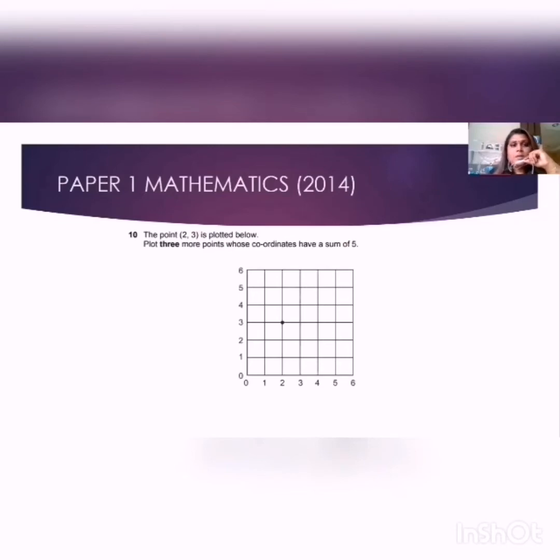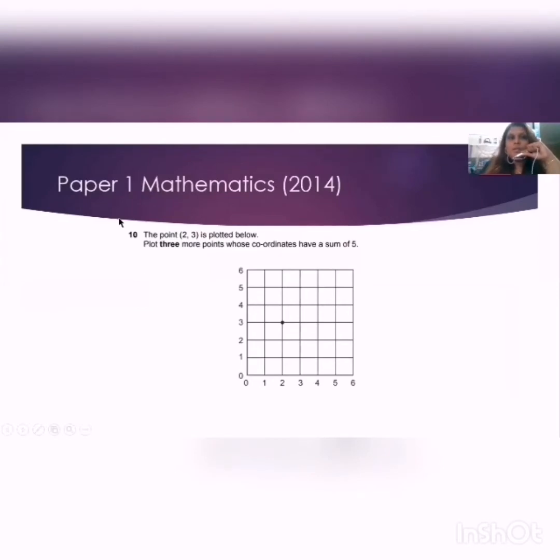Let's look at this question. This question was taken from past year paper 2014. The point (2, 3) is plotted below. Plot 3 more points whose coordinates have a sum of 5. If you all know, we have to plot the point on the x-axis first. So if you have a look here, this point is (2, 3).